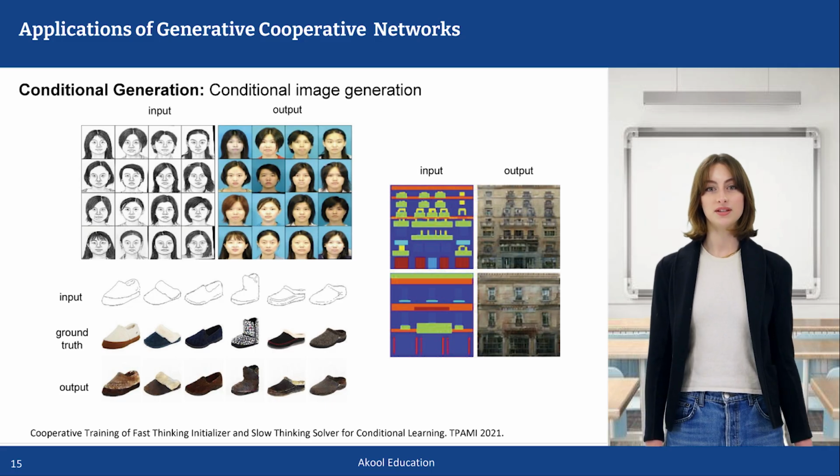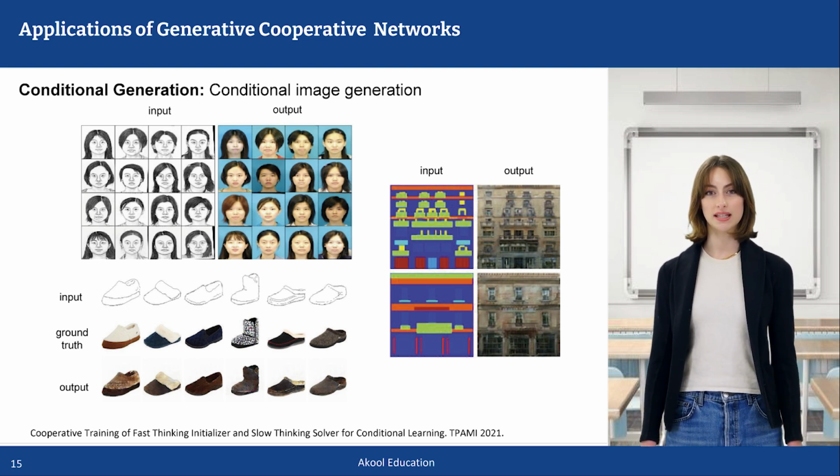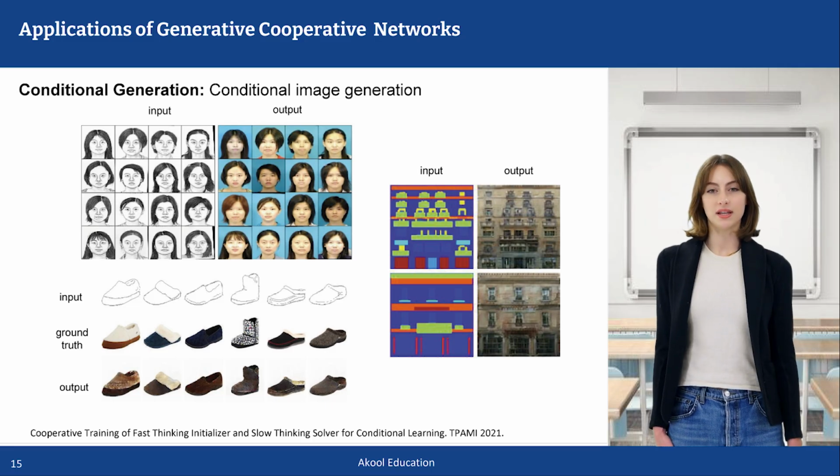The conditional version of generative cooperative networks can be applied to conditional generation tasks. Given an input, such as an edge map or a semantic segmentation map, the model can generate realistic outputs that are well aligned with the conditioning input. The model is trained on paired data consisting of input conditions and their corresponding target output images. This capability is particularly useful for applications such as image editing, guided content generation, and controlled image synthesis.